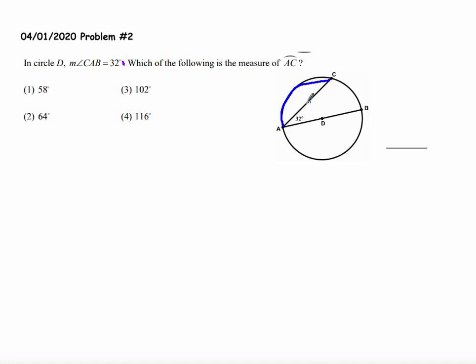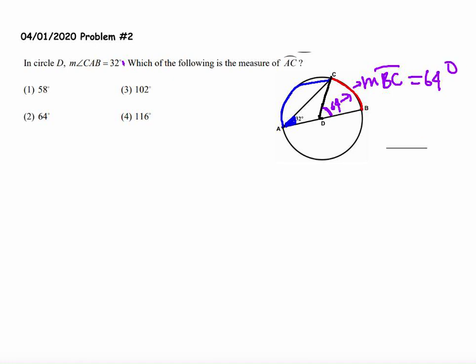Now, if we know the angle right here is 32, and this angle intercepts this arc BC, then the central angle, so let's draw the line from the point C to the center D, will then be twice the size of 32. So this will be 64. Now if this is 64, the measure of this arc BC will also be 64.